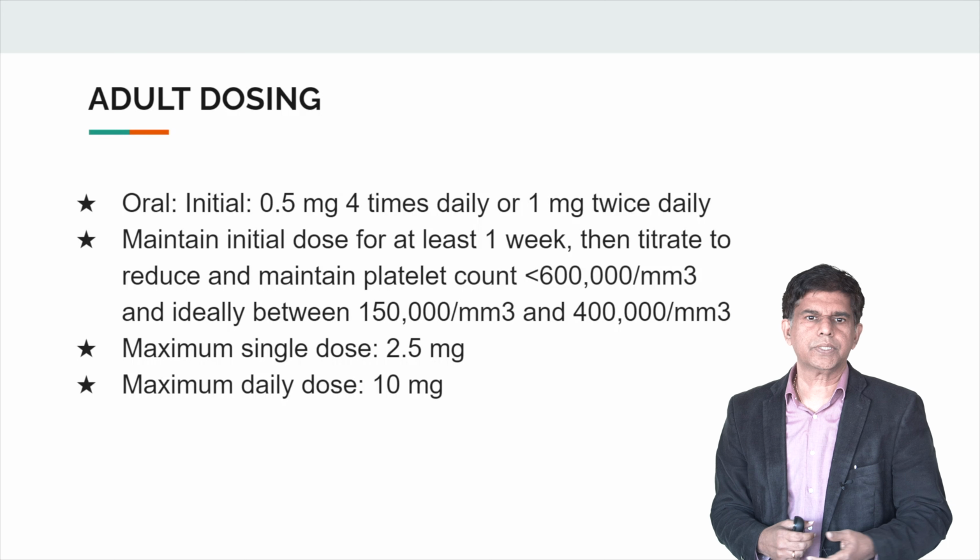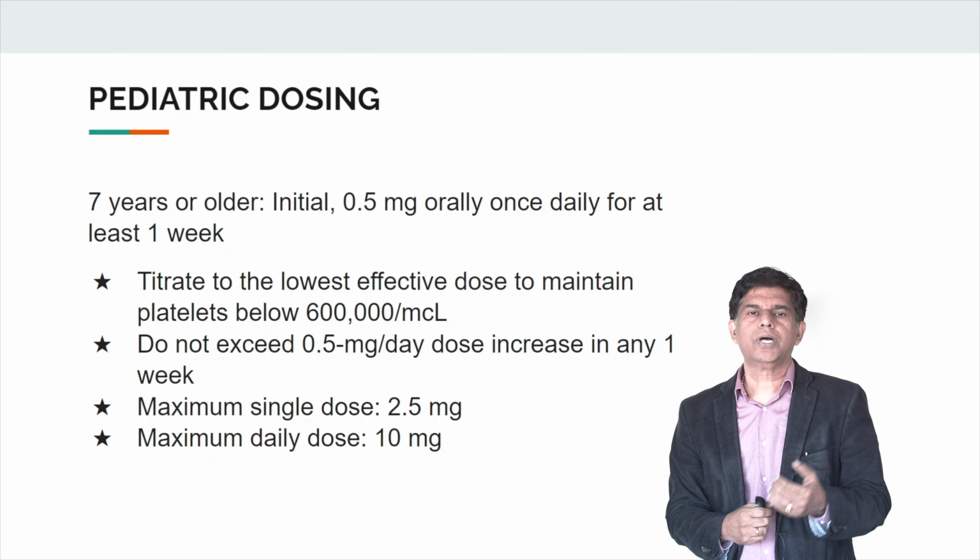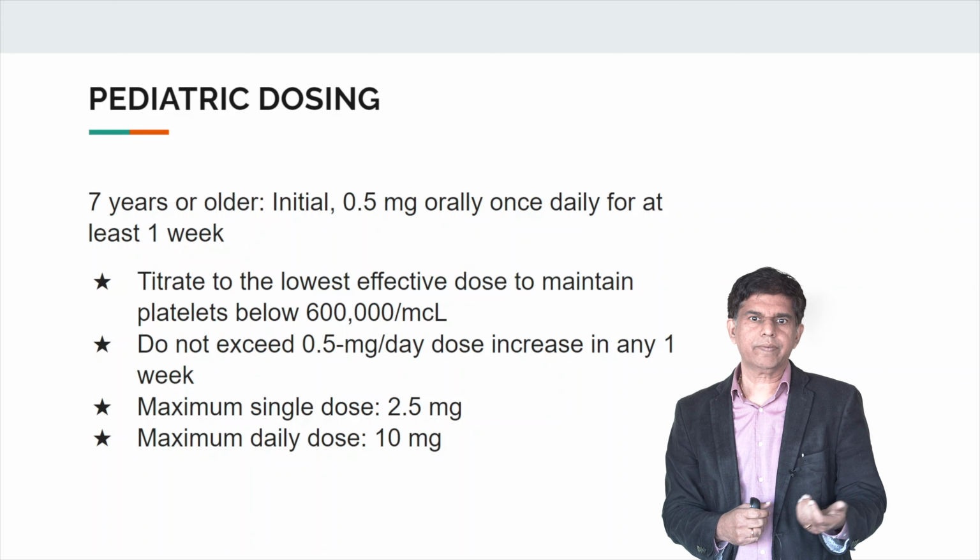Pediatric dose, 7 years or older: initially 0.5 milligram once daily for at least 1 week, and then titrate to the lowest effective dose to maintain platelets below 600,000. Do not exceed an increase of 0.5 mg per day in a week, and the maximum single dose is 2.5 mg, and maximum daily dose is 10 mg.